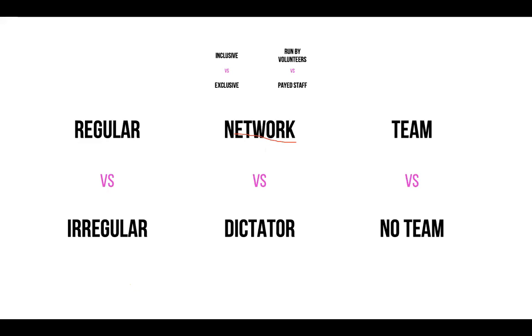Yeah, so if you have 20 organizers and you have 100 attendees there, everybody can talk to everyone and you will know everyone. So become a network and not a dictator. Here just again as the reminder, be inclusive, not exclusive, run by volunteers, not paid staff.